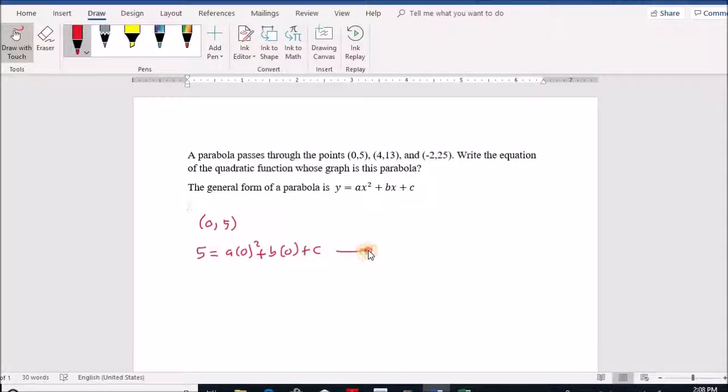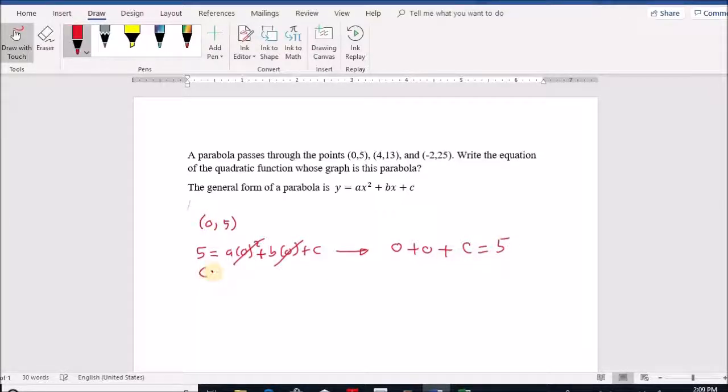So from this equation, I will get the following equation. This value is 0, that value is 0. I will get c is equal to 5. And that is my first equation. Notice that a and b are 0 in this case. Let me actually make it better. So I will have 0 plus 0 plus c equals 5. That is my first equation.